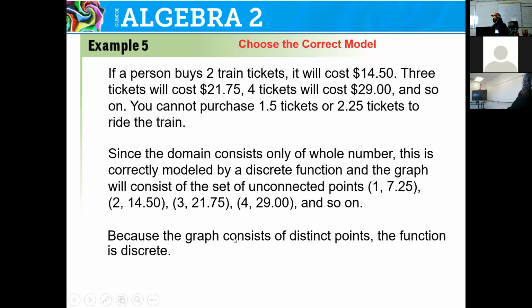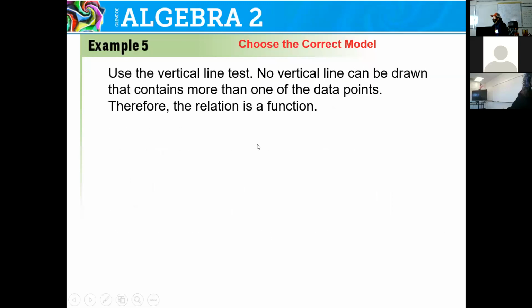That's the hardest part about determining if it's discrete or continuous. Other than that, it's pretty simple. Use the vertical line test. No vertical line can be drawn that contains more than one of the data points, so in this case it passes the vertical line test. Therefore we can conclude, yes, this is a function, but it is discrete.